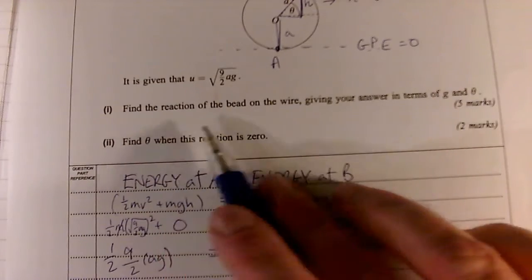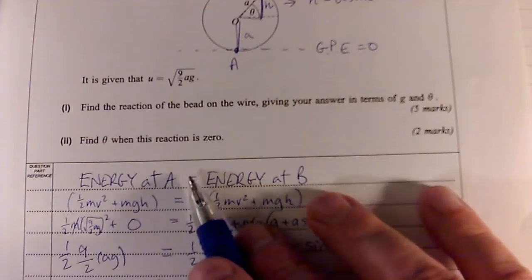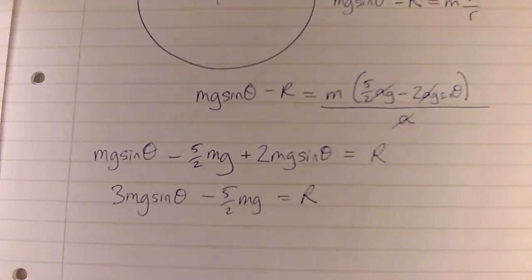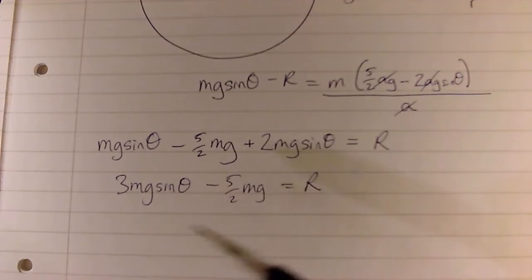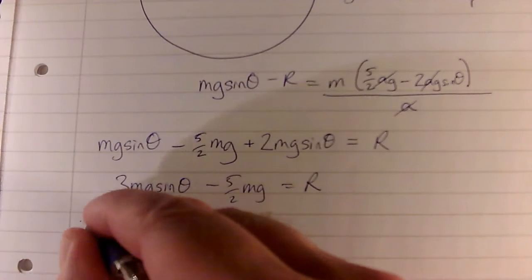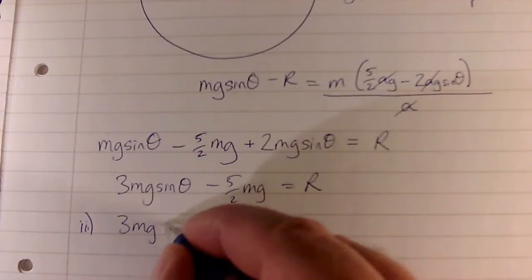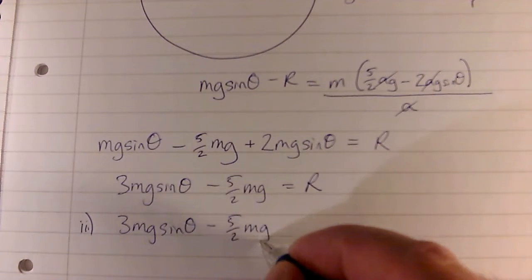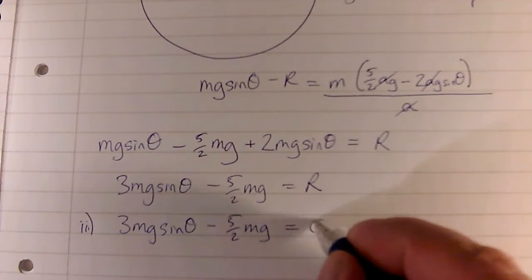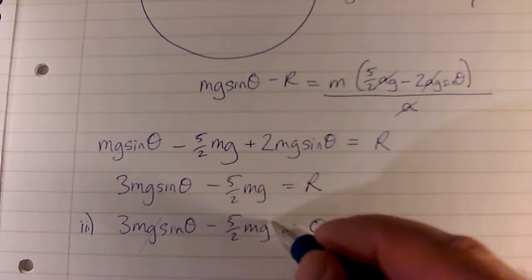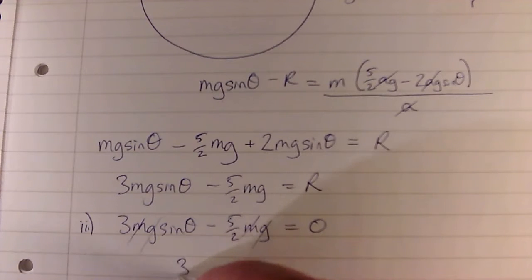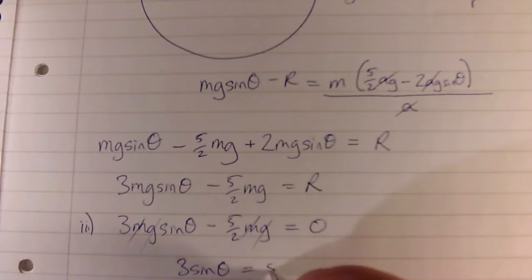But I've still not finished, because the question says, having found the reaction in terms of g and theta, that's what I've just done, I've got to find when the reaction is 0. The lovely bit is that if you've made any kind of stab at using the correct kinds of equations, even if you've got the wrong R, you get a method mark for saying whatever R I've got, in this case it's this, this has got to equal 0. At this point I can cancel g's and m's. So 3 sine theta, add the 5 over 2, so 3 sine of theta equals 5 over 2.